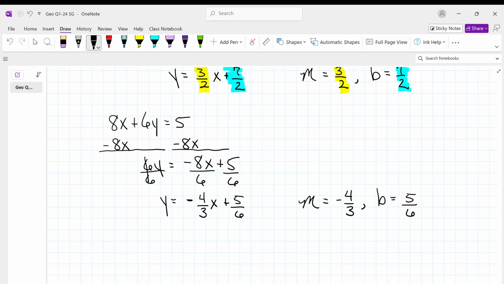All right, so does anybody have any questions? Finding slope, writing the equation given the slope and the y-intercept, and then writing the equation given the line in standard form.